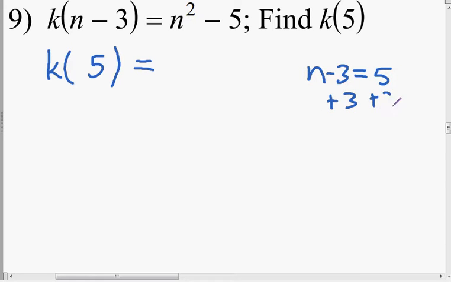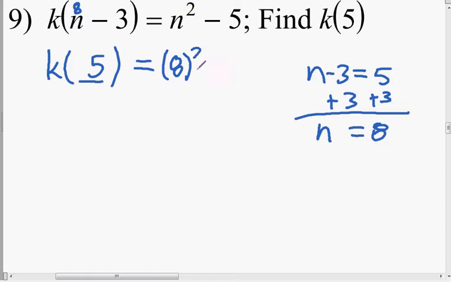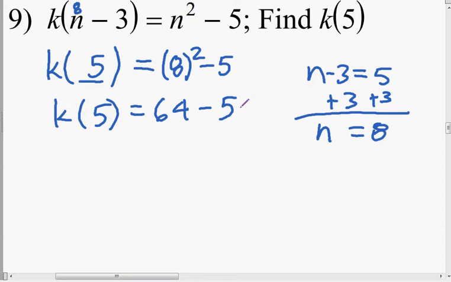Add 3 to both sides, and I get n equals 8. So if I want n minus 3 to be 5, n has to be 8. So I plug in 8 wherever I see n. Eight squared is 64. 64 minus 5 is 59.